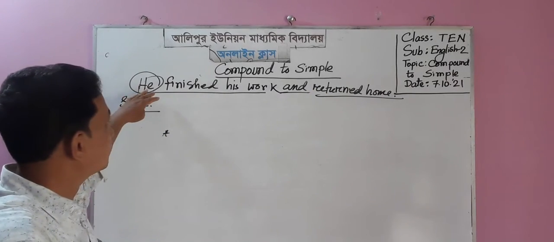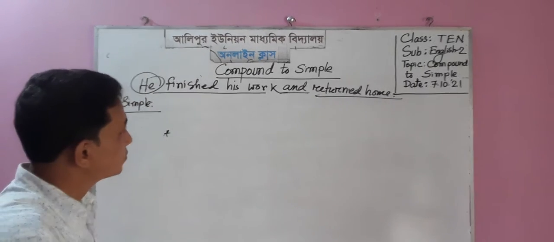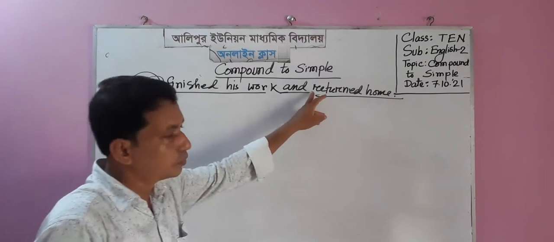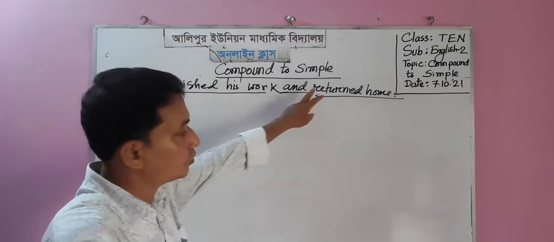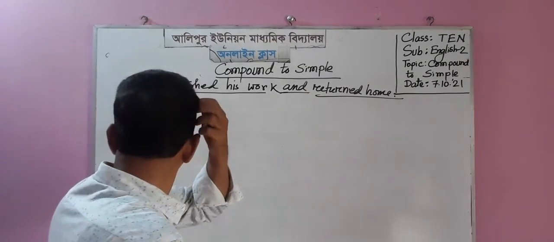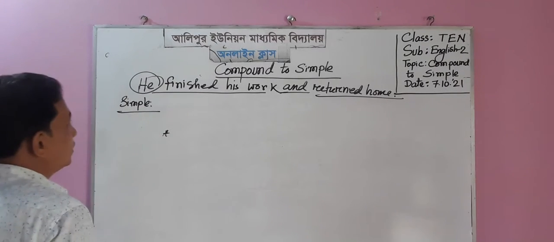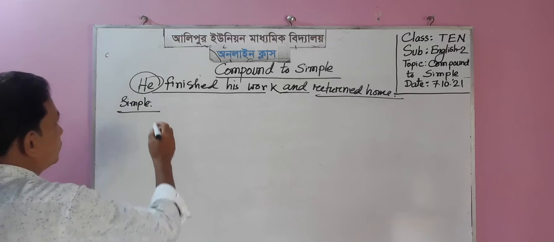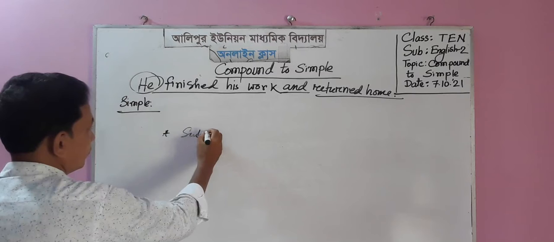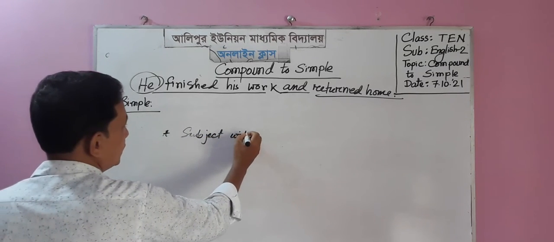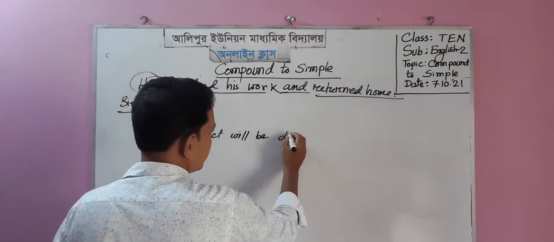As the first subject he is put in this sentence, we need not repeat the same subject in the other clause. So he is not written here. Dear students, to change this sentence into simple, at first we have to discard the subject. The subject will be discarded.